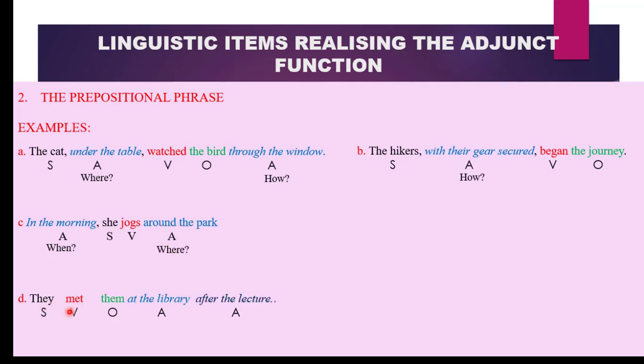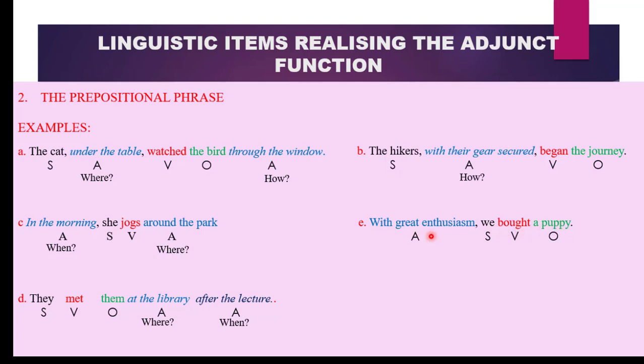In this sentence, they met them at the library after the lecture. They is our subject, met our verb, them suffers from the action met, our object. Where did they meet them? This provides us information about where they met them. So it is an adjunct, a prepositional phrase functioning as an adjunct. We have another prepositional phrase, after the lecture, and it provides us information about the time of the occurrence. Therefore, it is also an adjunct. The last sentence: with great enthusiasm, we bought a puppy.